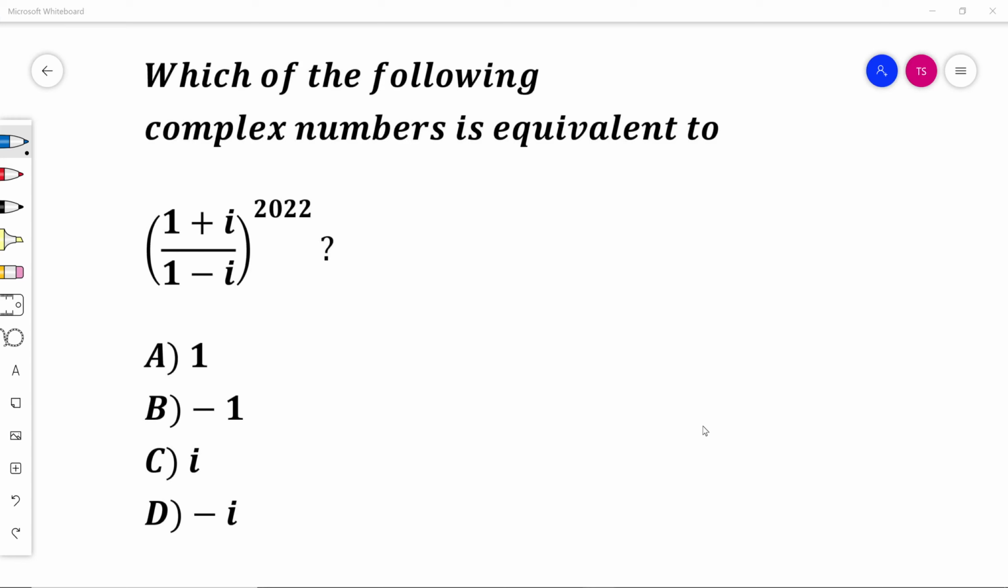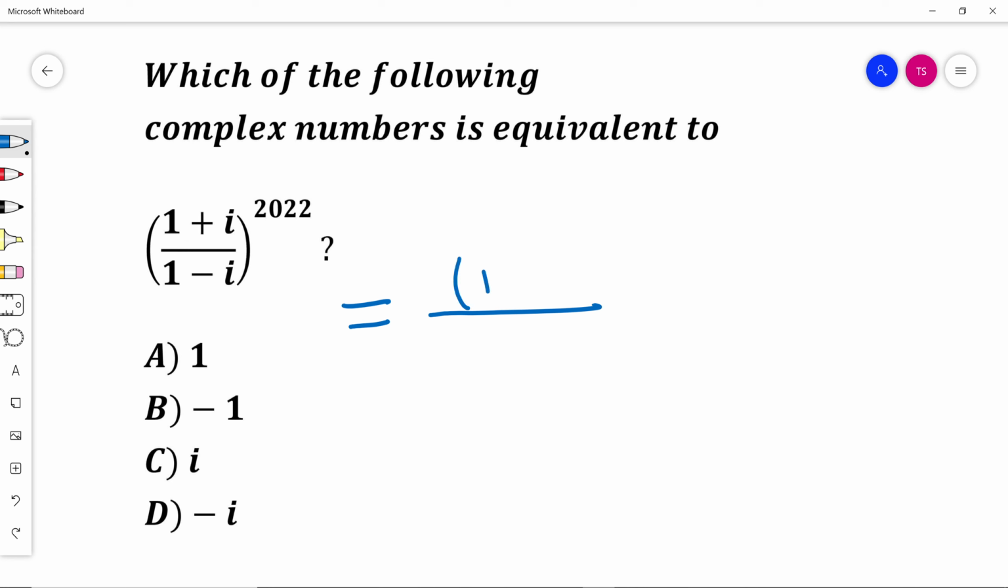Which of the following complex numbers is equivalent to ((1 plus i) divided by (1 minus i)) to the power of 2022? At this moment, I encourage you to pause the video and solve it by yourself. Okay, I'll solve it now.